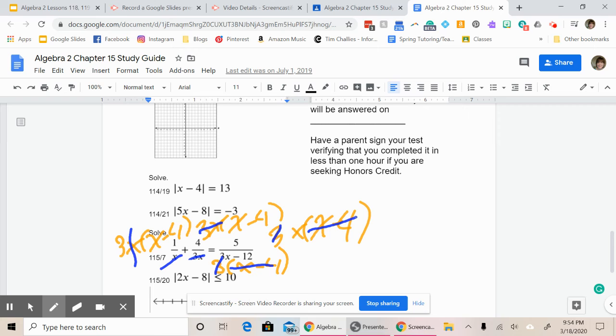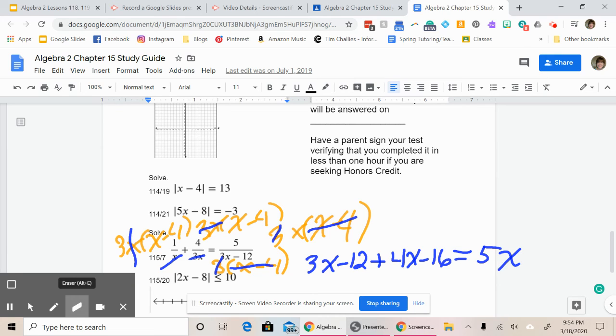So our new equation would be 3x minus 12 plus 4x minus 16 equals 5x. I'll let you do the rest. X is on one side, numbers on the other.